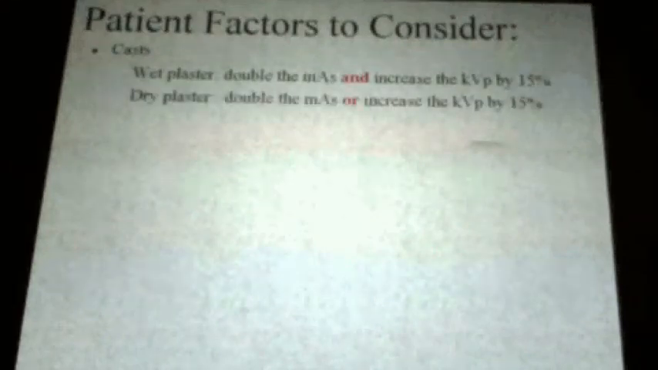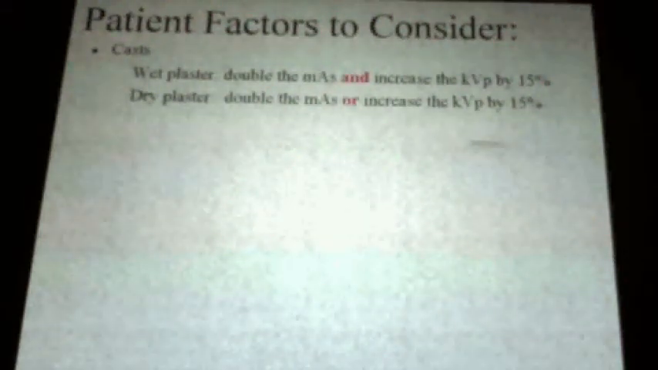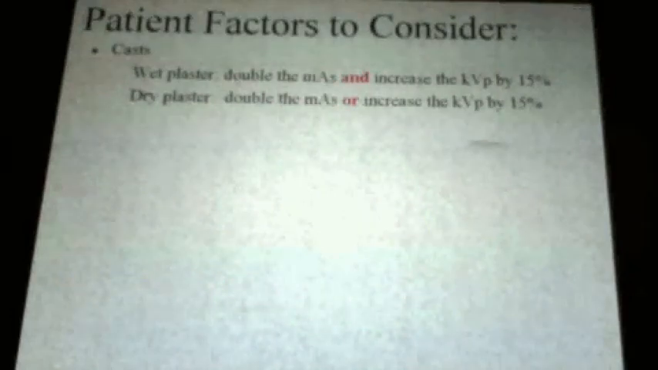If you have a dry plaster cast, you will do one or the other. You won't do both. You'll do one or the other. So what they like to do is come back 3 or 4 or 6 weeks later and have another x-ray done on them before they take the cast off to make sure that it's healed properly. And then at that point, of course, it would be a dry plaster cast.